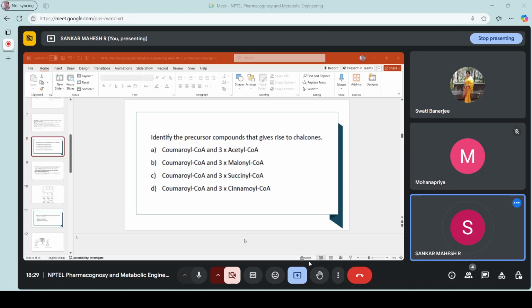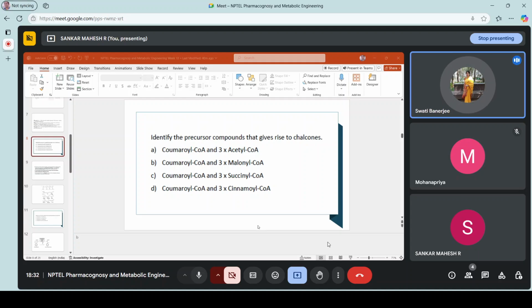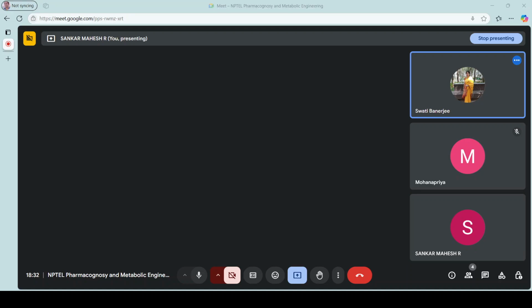I think option D, coumaryl CoA and 3 malonyl CoA, the enzyme resveratrol and chalcone synthase, it will form the chalcones. What enzyme did you mention? Resveratrol. That is a compound, that is a substrate. That is not an enzyme. The enzyme is chalcone synthase. Chalcone synthase, is that the one that takes in coumaryl CoA and 3x of malonyl CoA?